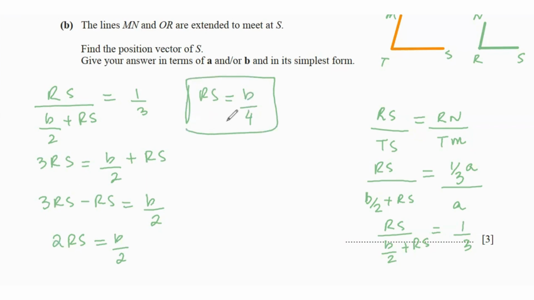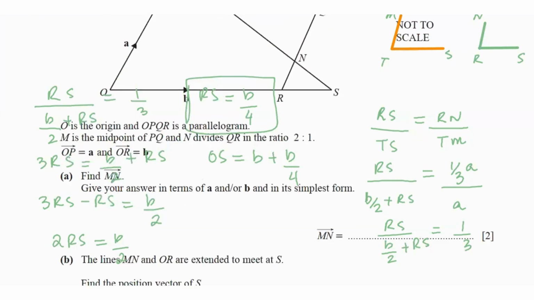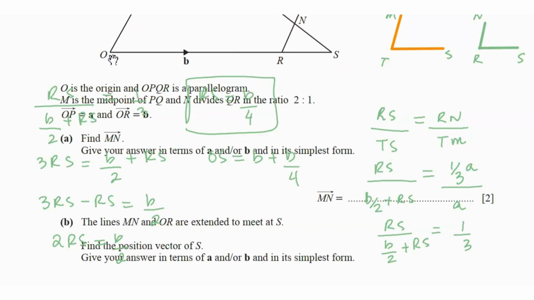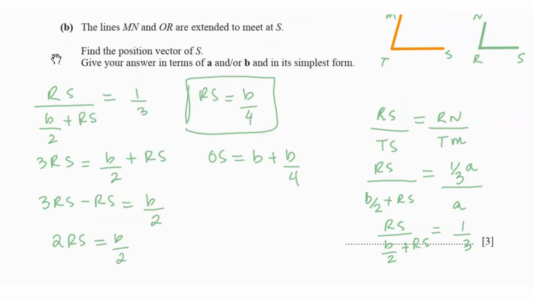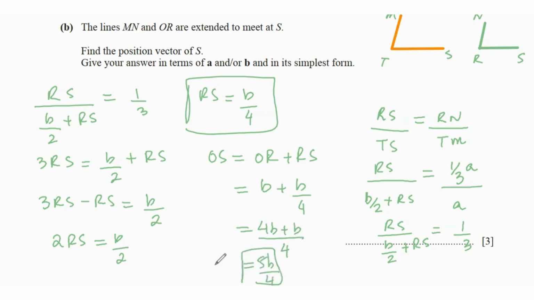So now to find the position vector of S, OS is going to be B plus B over 4. Why B plus B over 4? If we go back, OR is B. So OS is OR plus RS. So let me just write that over here first. OS is OR plus RS. So OR is B and RS is B over 4. So that's 4B over 4 plus B over 4. And that's 5B over 4. That is your final answer.